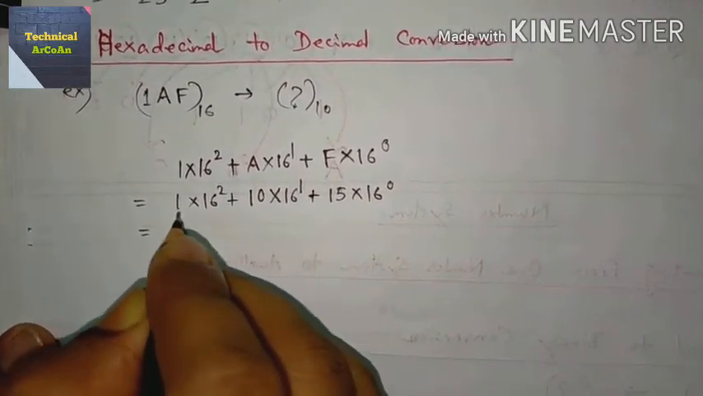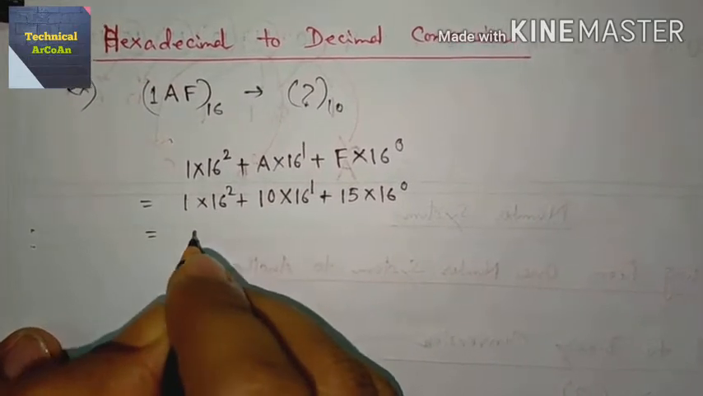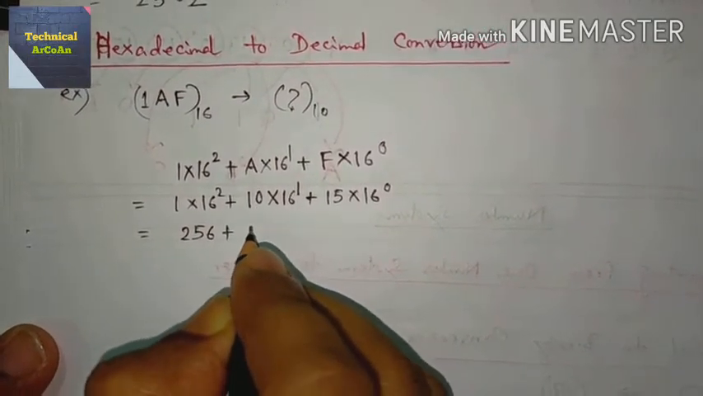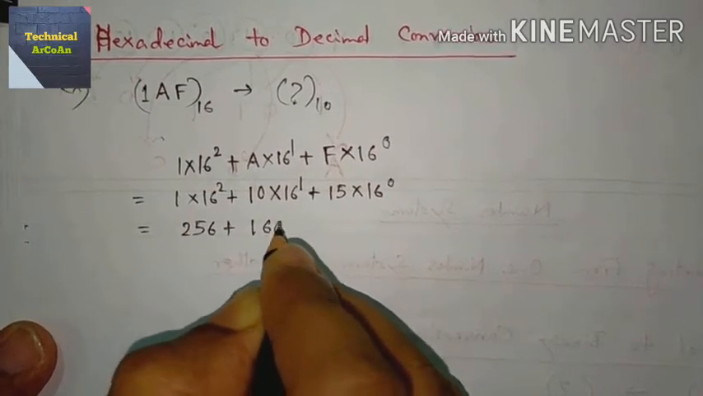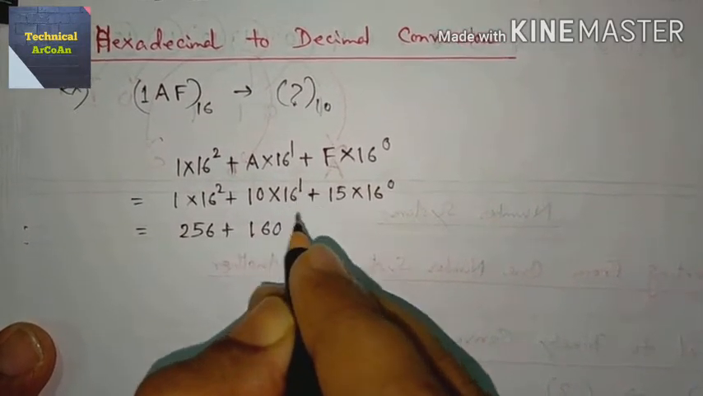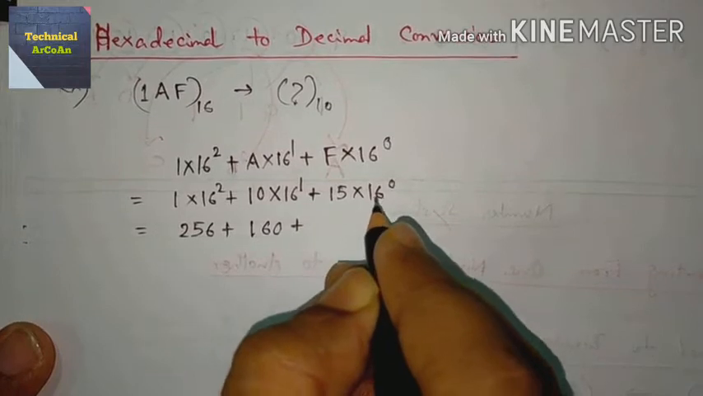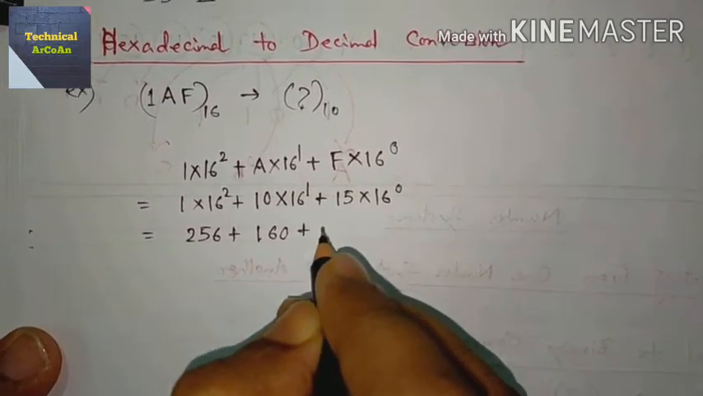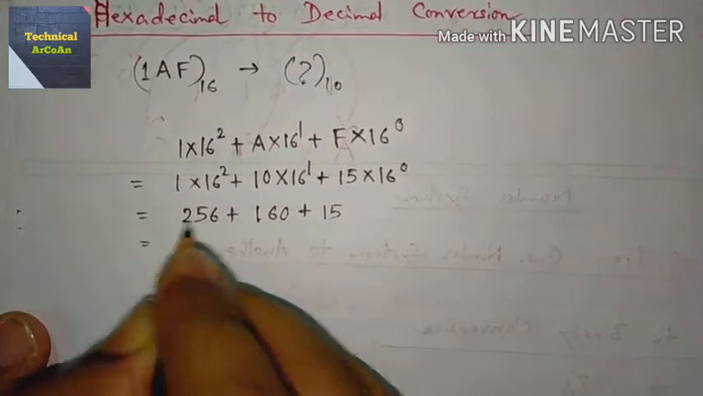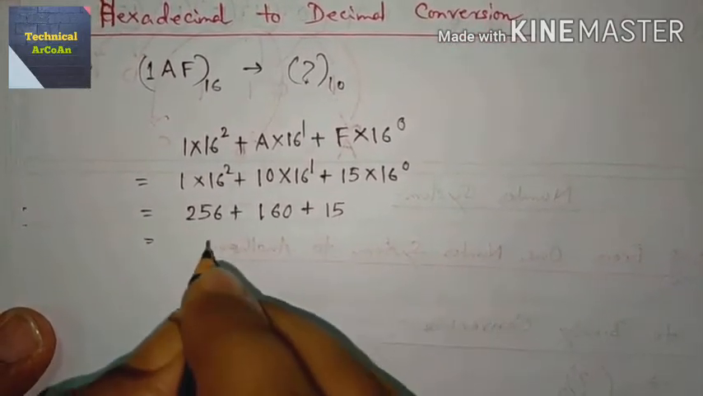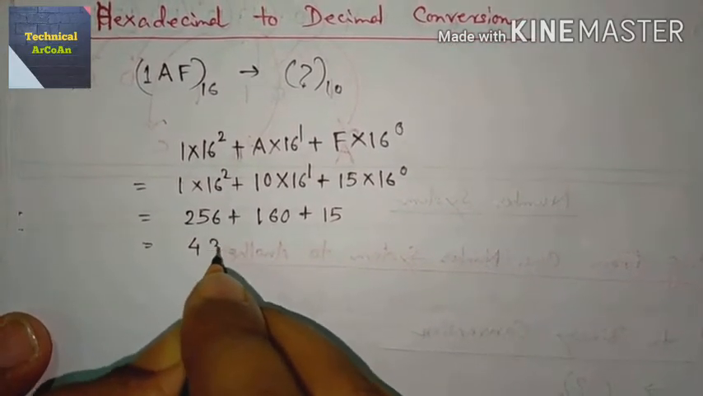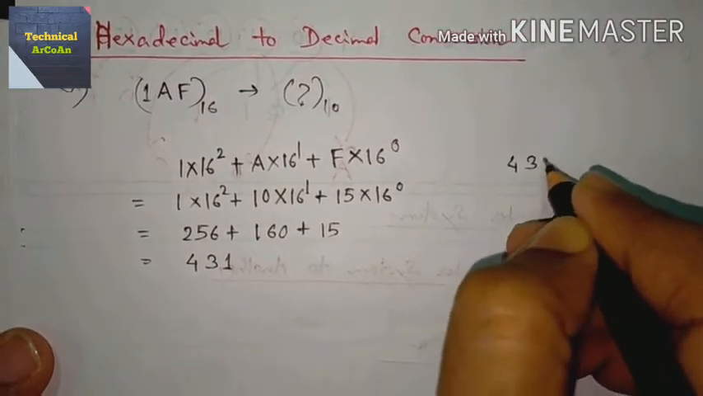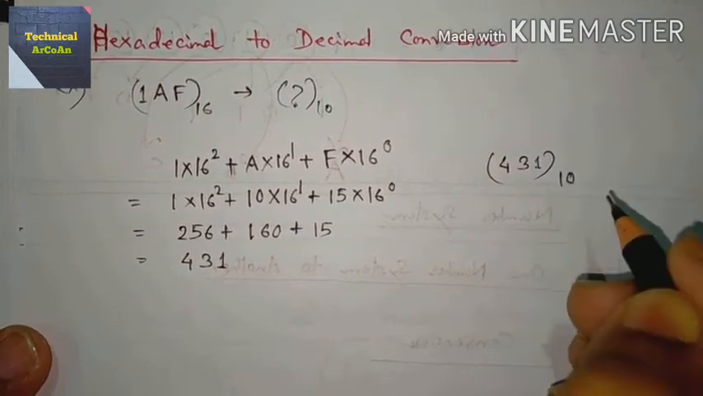So what is the result from 1 into 16 to the power 2? It will be 256. Clear? Now 10 into 16 is 160, because 16 to the power 1 is 16. And 15 into 16 to the power 0: 16 to the power 0 is 1, so 15 into 1 is only 15. If we sum these three numbers we get the output 431. So the result is 431 and the base should be 10.